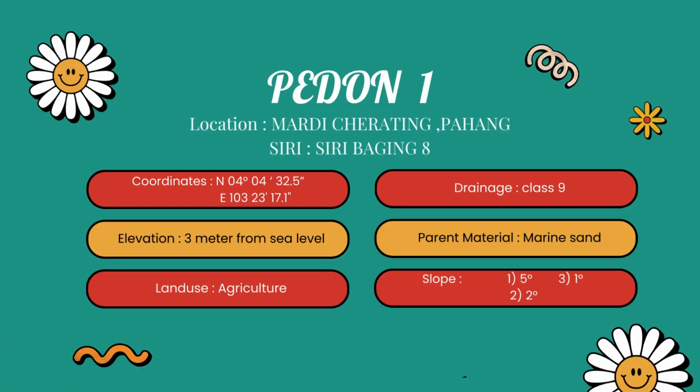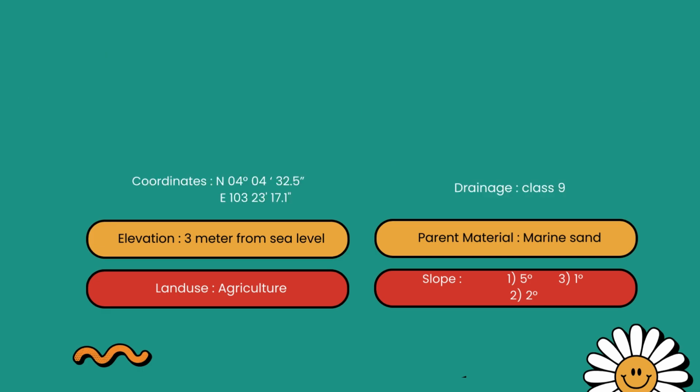Location, Mardi Cerating Pahang. And the series for pattern 1 is Siri Baging. The coordinate, you guys can see on the slide. And elevation, 3 meter from the sea level. Land use is agriculture. Drainage class 9 and the parent material for pattern 1 is marine sand, and the slope values are 5 degree, 2 degree and 1 degree.